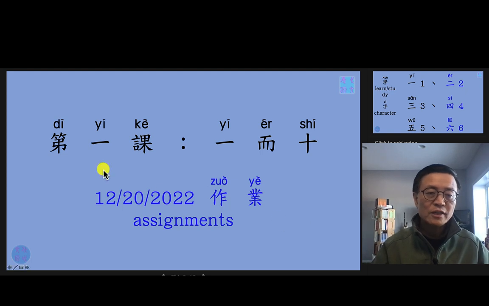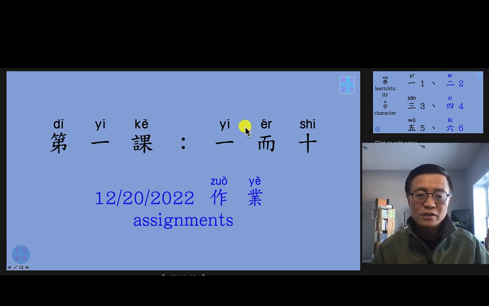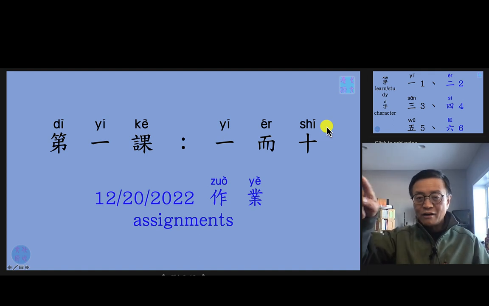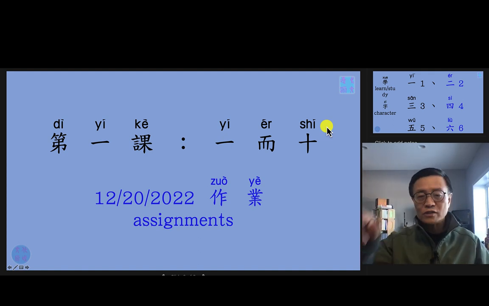Lesson number one, in Chinese say, 第一课. Yi, remember, yi is the first tone. Di, the fourth tone. 第一课. 一二十, okay, 一二十, 一二十, okay, 1 to 10.